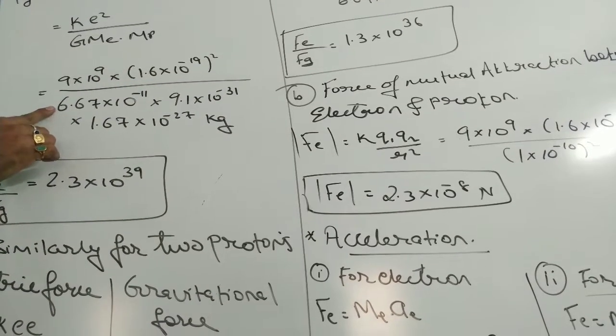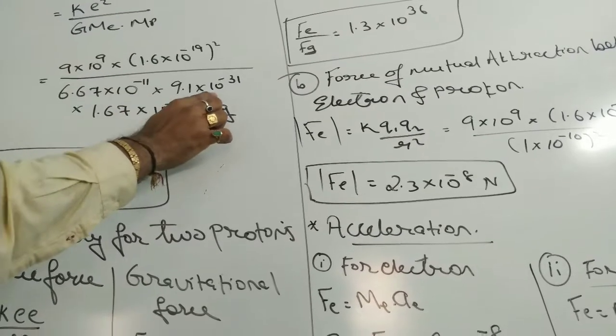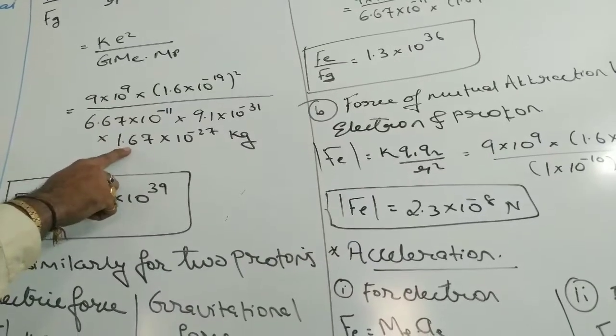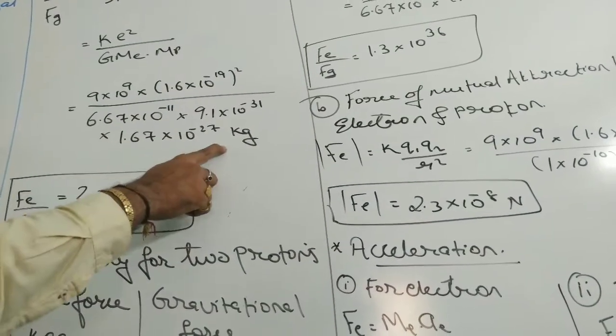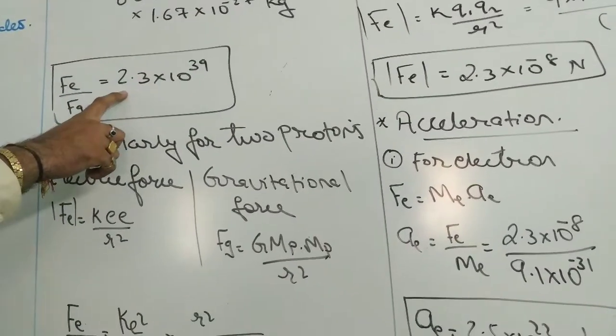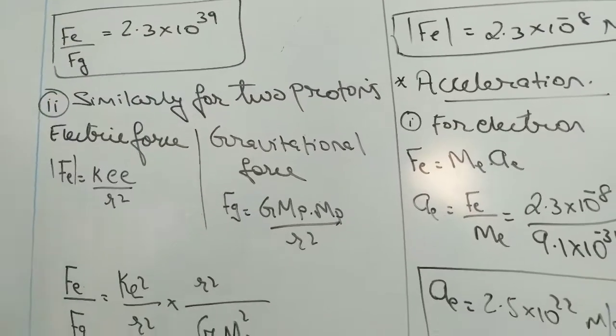Value of G we know, 6.67 into 10 raised to minus 11. Mass of electron 9.1 into 10 raised to minus 31 kg. Mass of proton 1.67 into 10 raised to minus 27. You need to calculate all these values. You will be getting 2.3 into 10 raised to 39.